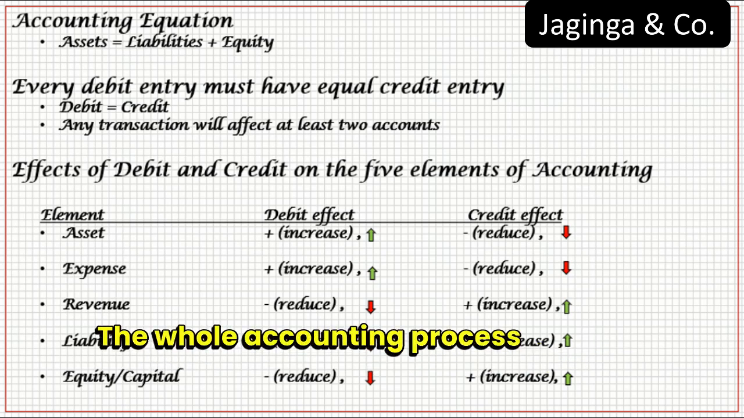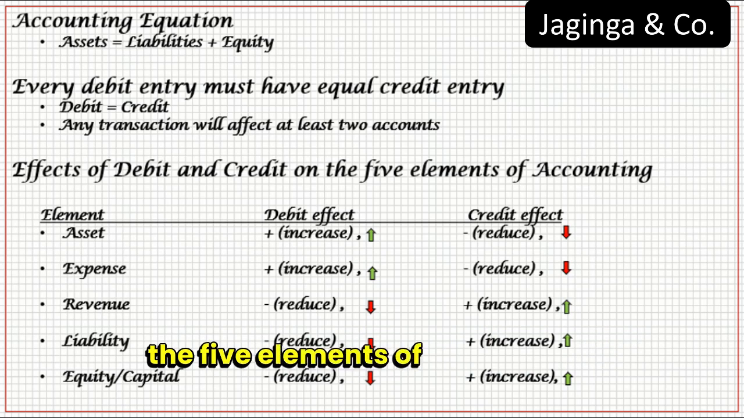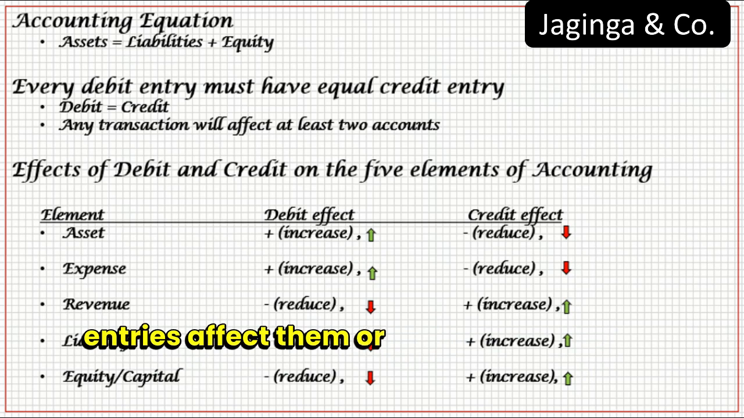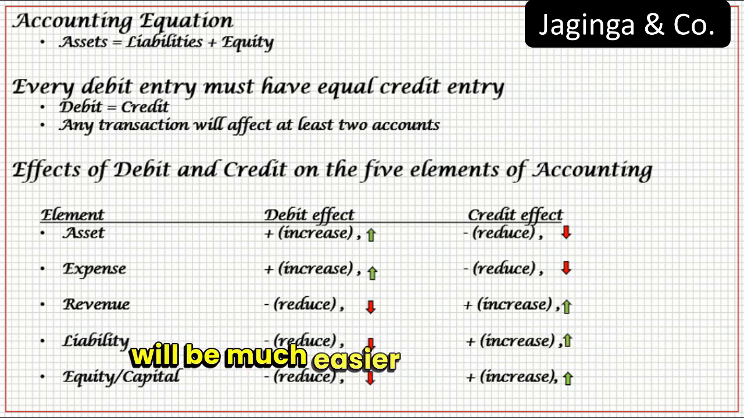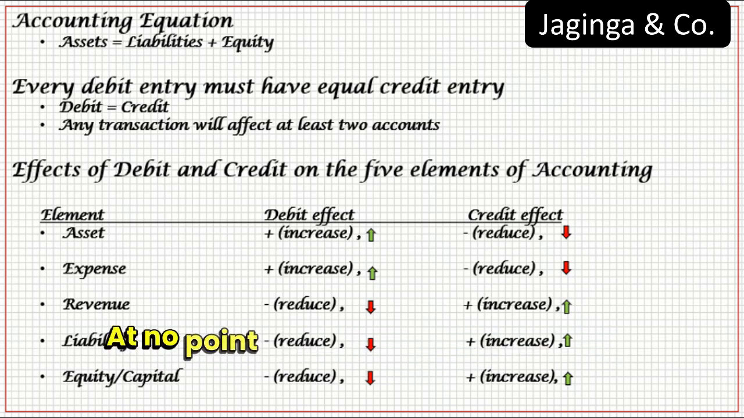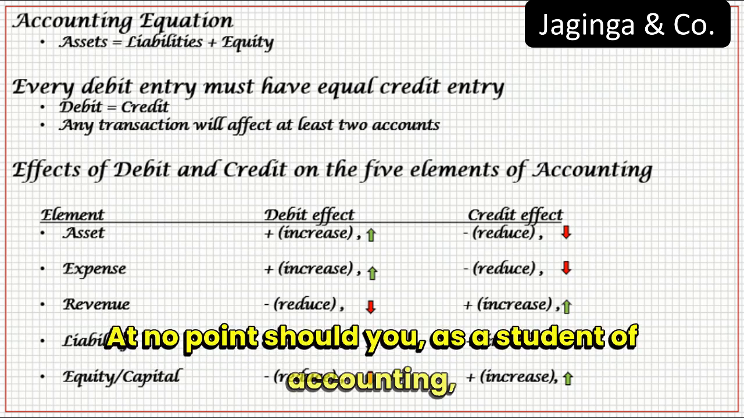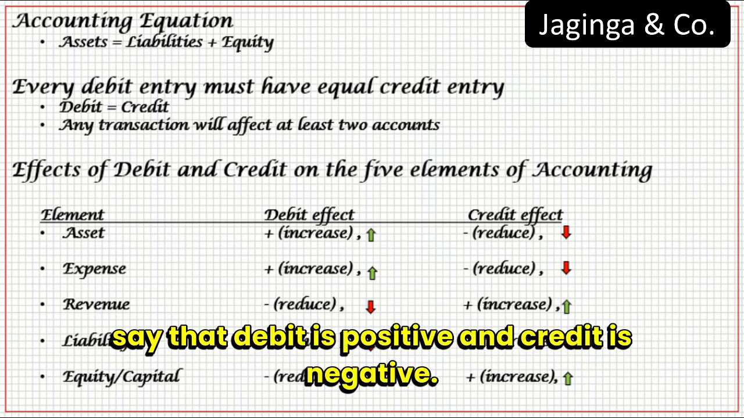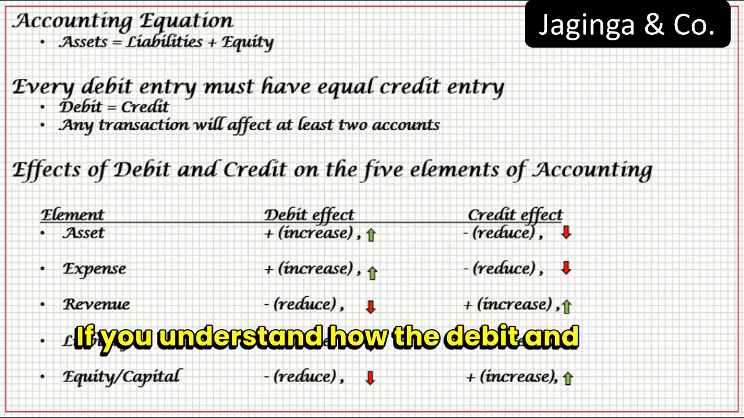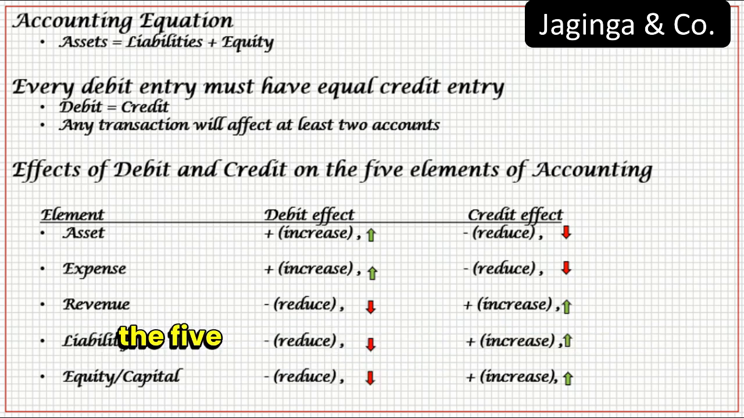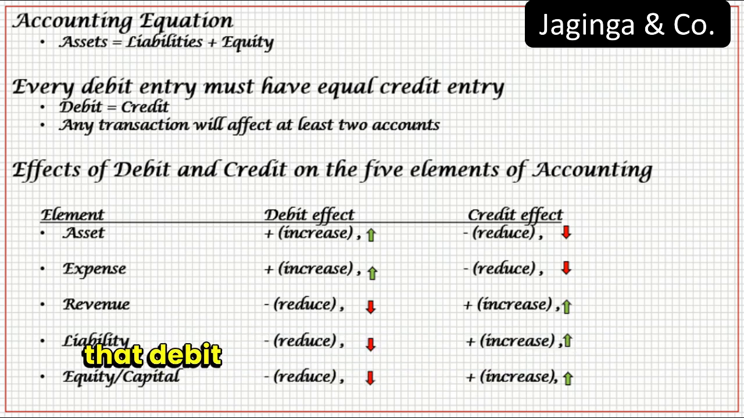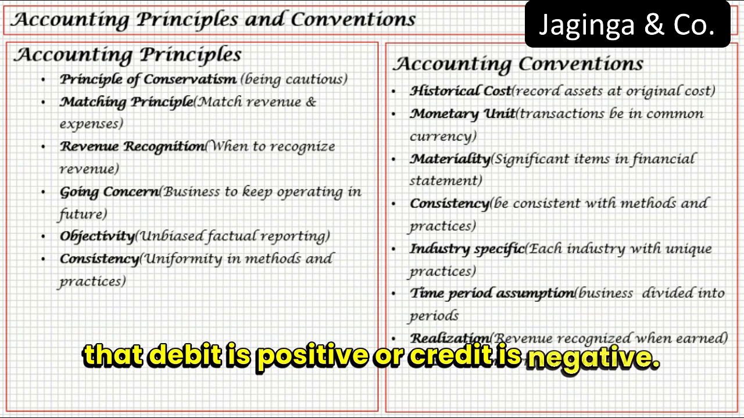The whole accounting process revolves around the 5 elements of accounting, and if you understand how debit and credit entries affect them or their accounts, you are ahead of the rest, and the subsequent classes will be much easier to understand. At no point should you, as a student of accounting, say that debit is positive and credit is negative. If you understand how the debit and credit entries affect the 5 elements of accounting, you cannot say or mention that debit is positive or credit is negative.